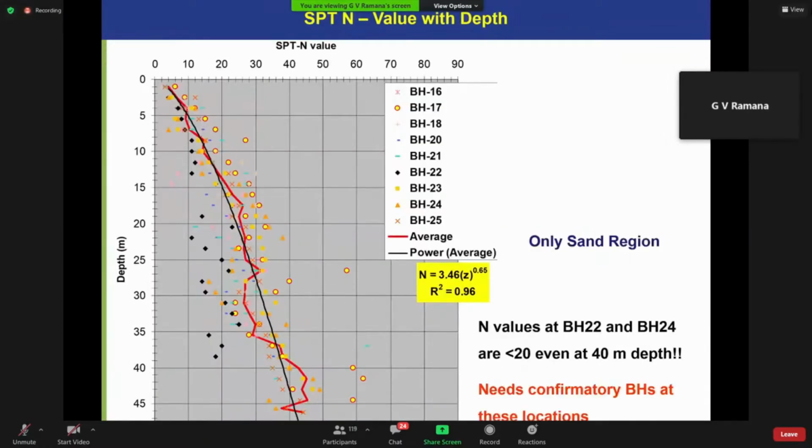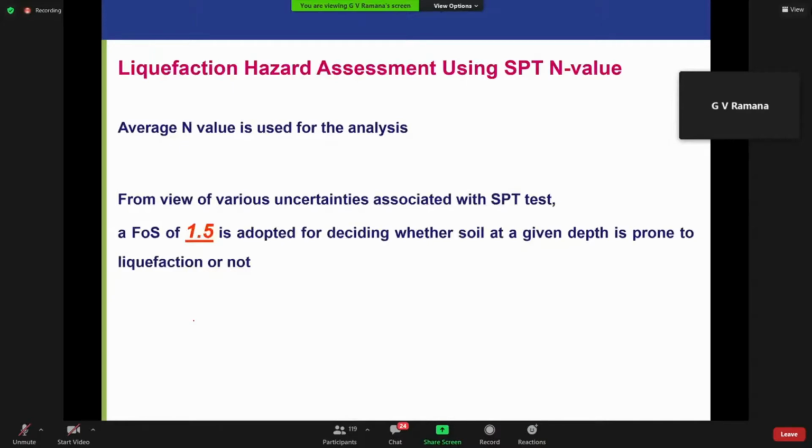These are the typical N values I found and plotted, and that's why I don't like N values. Even at 40 meter depth, these are coming very low, which is due to the operator or the way they are doing the test. So for SPT, the reliability is slightly on the lower side, and at a 40 meter depth, getting a 20 is very unlikely. For the liquefaction hazard assessment, the average N value is used.